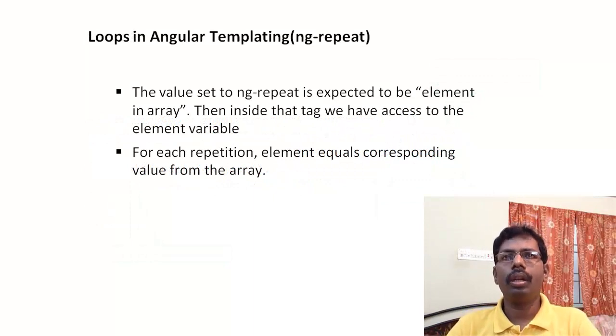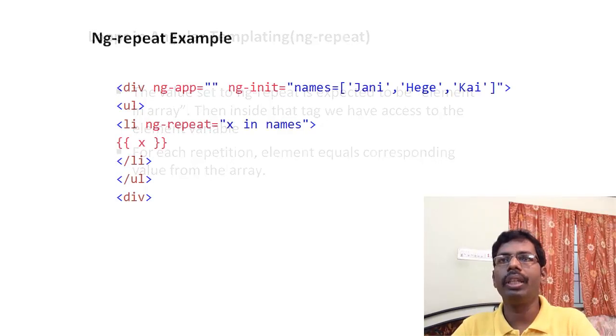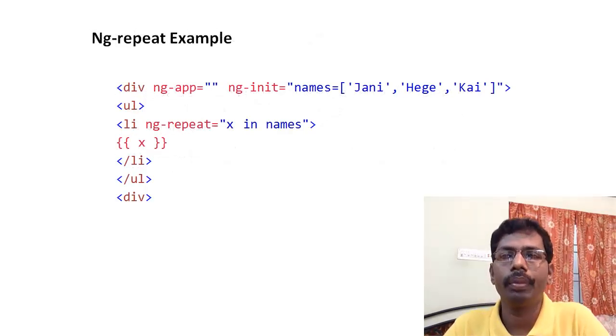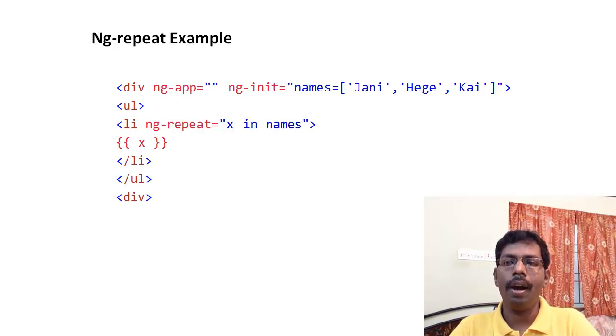The last one is ngRepeat. The value set to ngRepeat is expected to be element in array. Then inside the tag we have access to the element variable. For each repetition, element equals the corresponding value from the array.